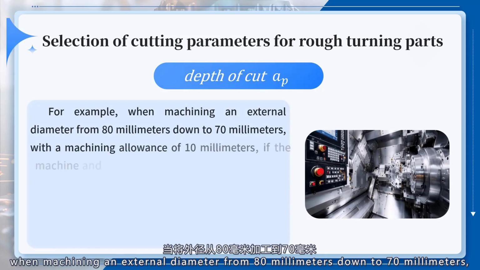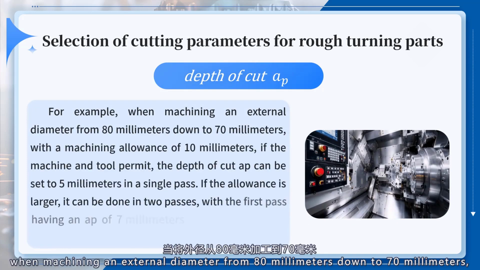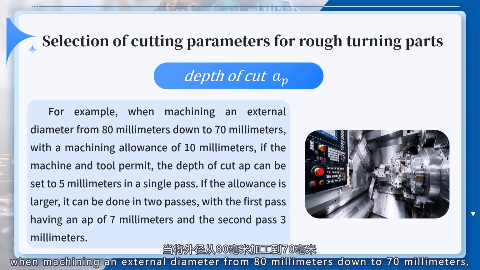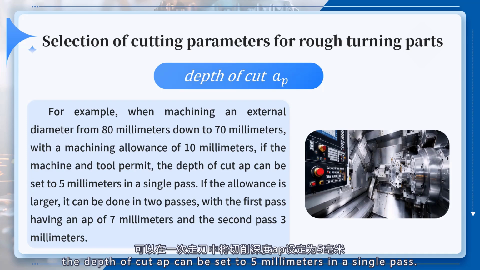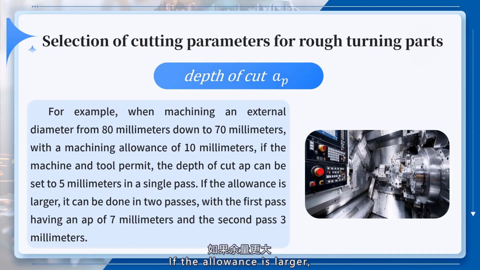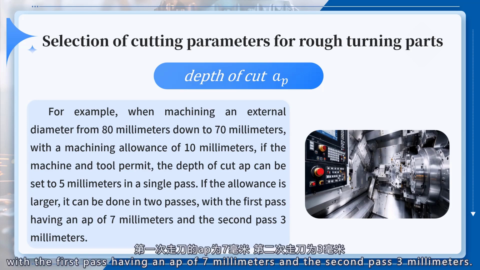For example, when machining an external diameter from 80 mm down to 70 mm with a machining allowance of 10 mm, if the machine and tool permit, the depth of cut AP can be set to 5 mm in a single pass. If the allowance is larger, it can be done in 2 passes, with the first pass having an AP of 7 mm and the second pass 3 mm.